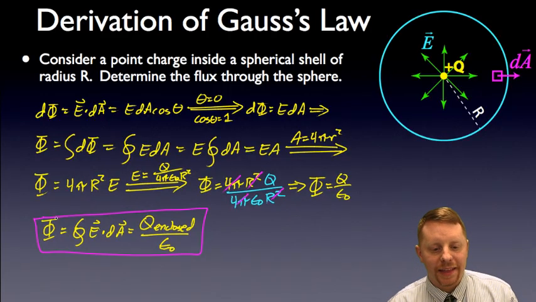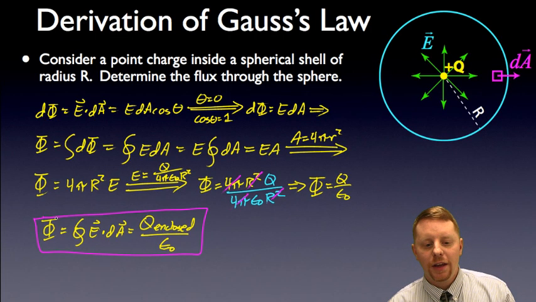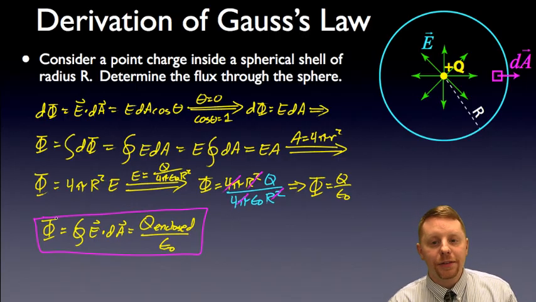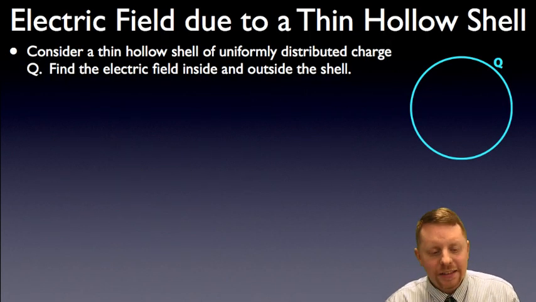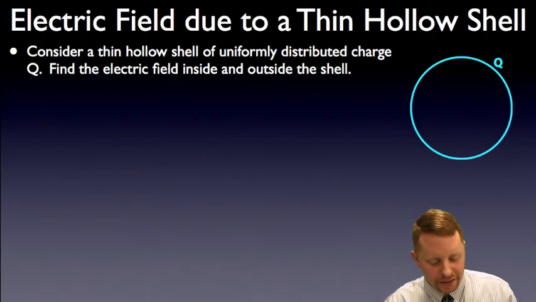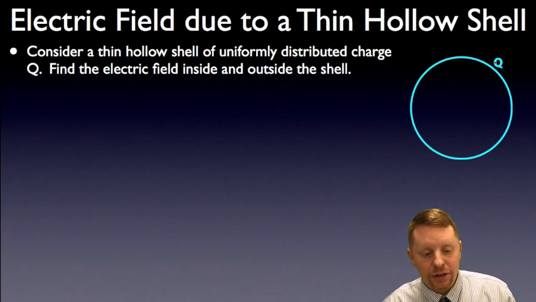Now, as we talk about that, Gauss's law is useful for finding the electric field due to charge distributions for cases of spherical symmetry, cylindrical symmetry, and planar symmetry. It's always true, but it's not always all that useful. So let's take a look at how we could apply it. Let's find the electric field due to a thin, hollow shell of charge with charge Q. Let's find the electric field both inside and outside the shell.